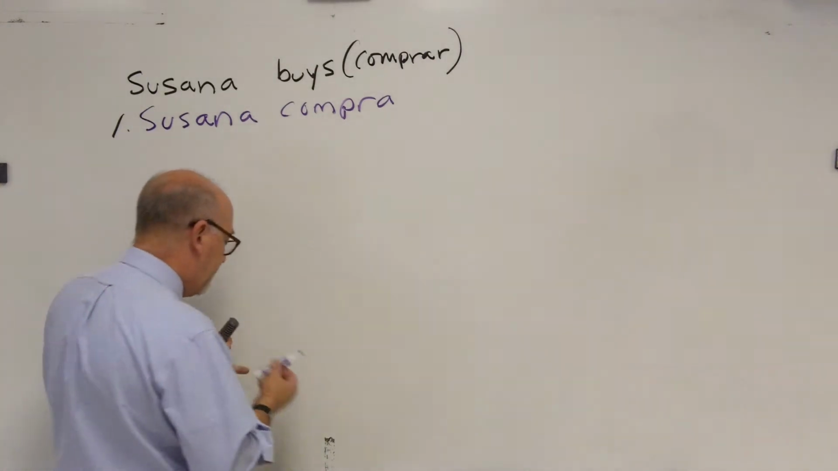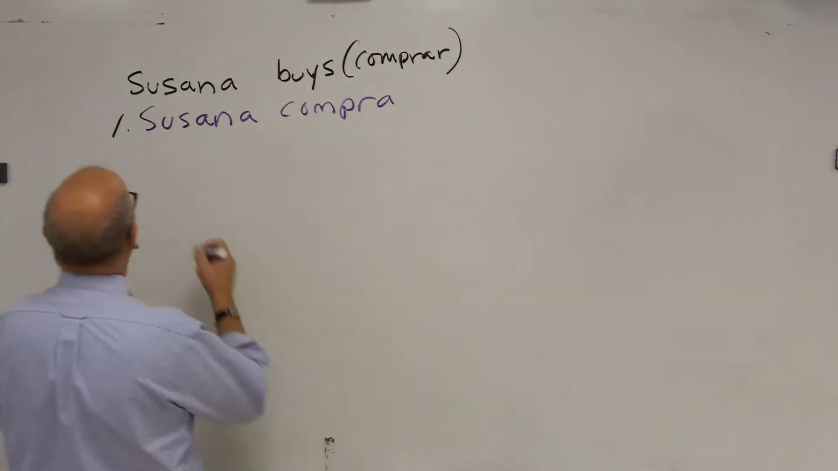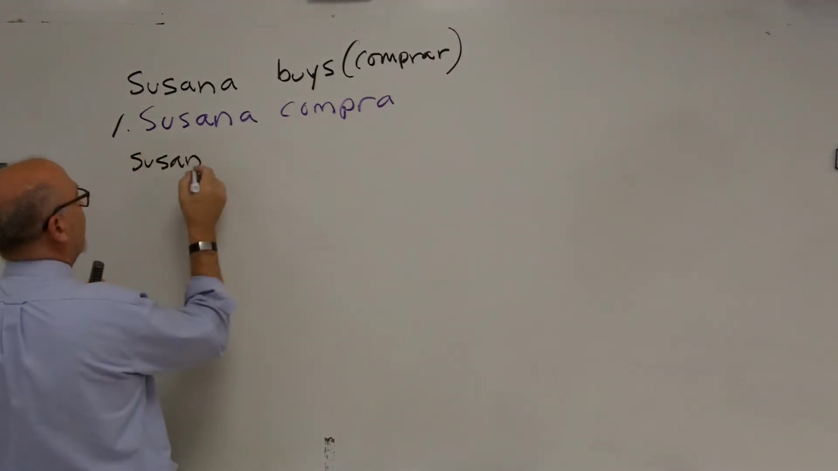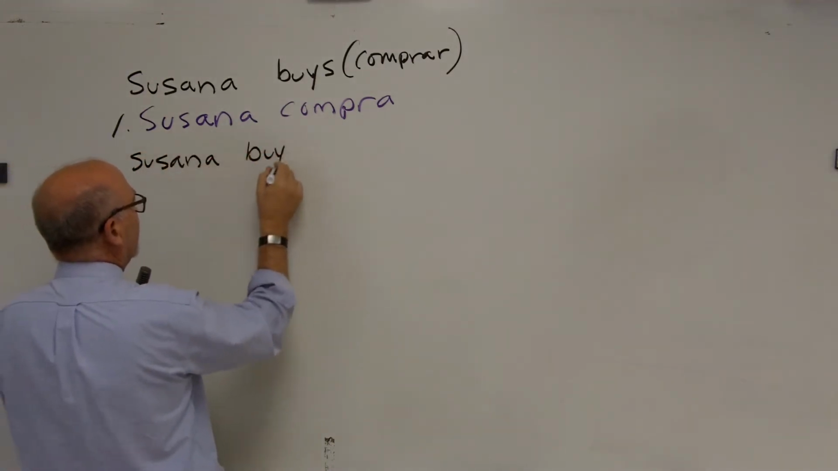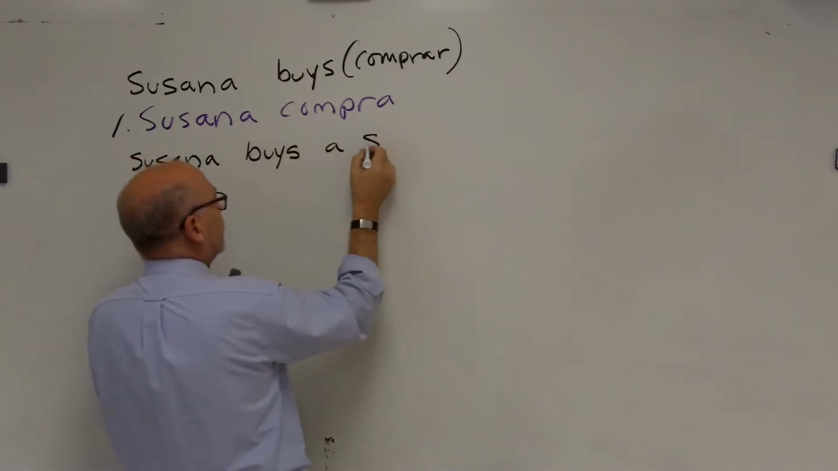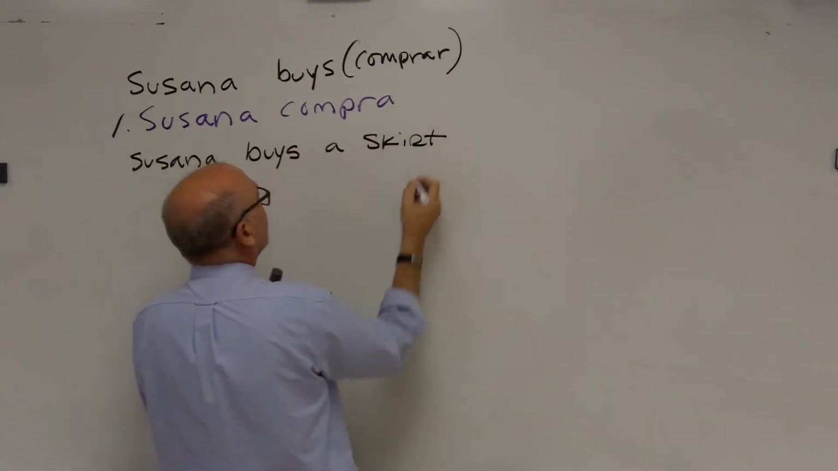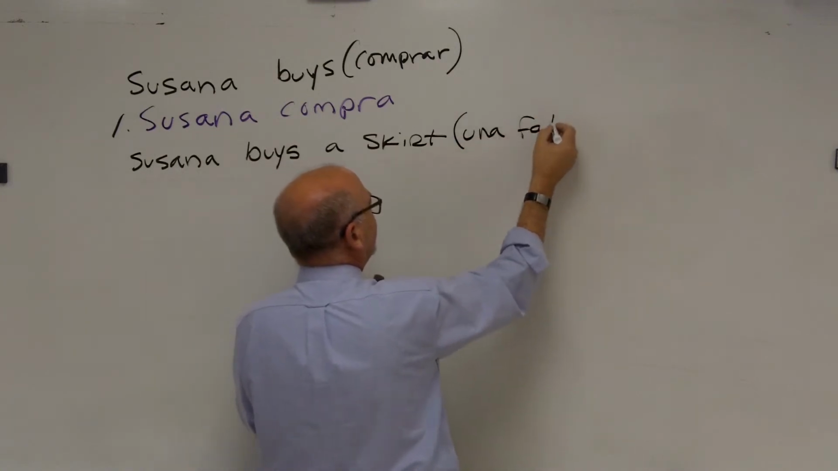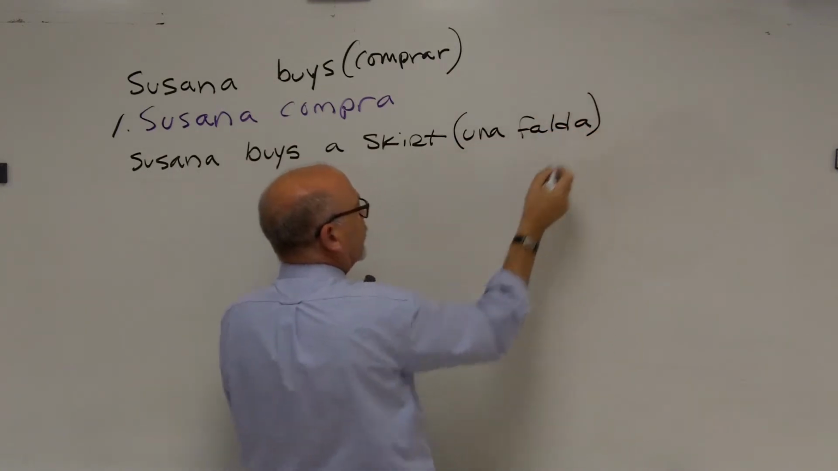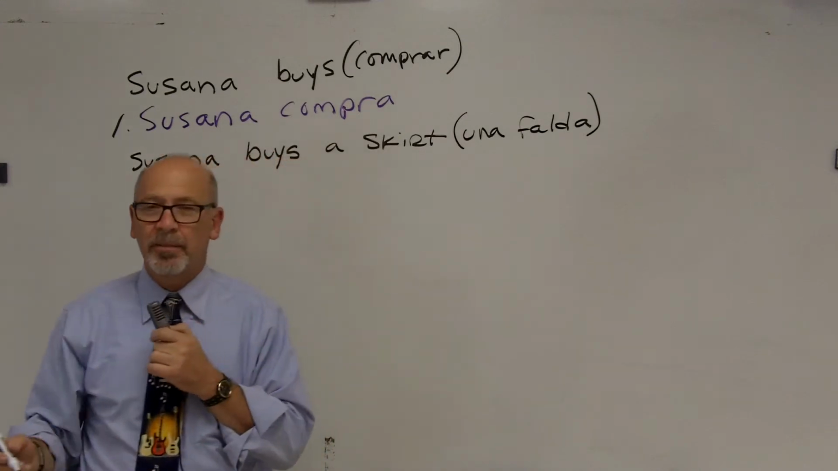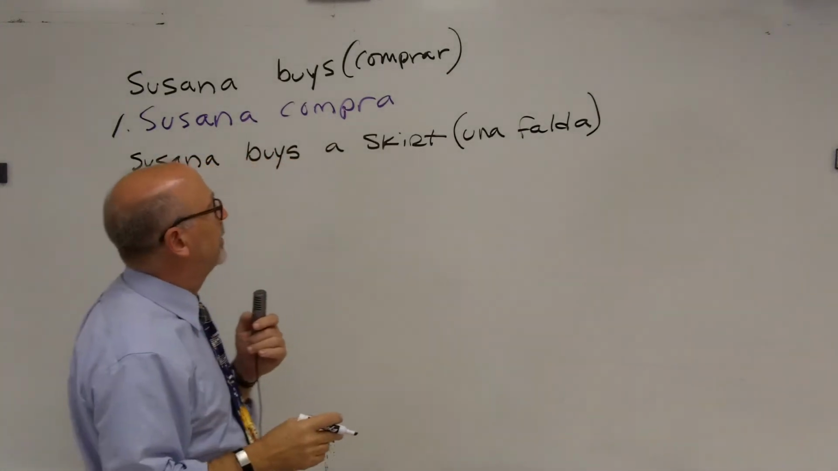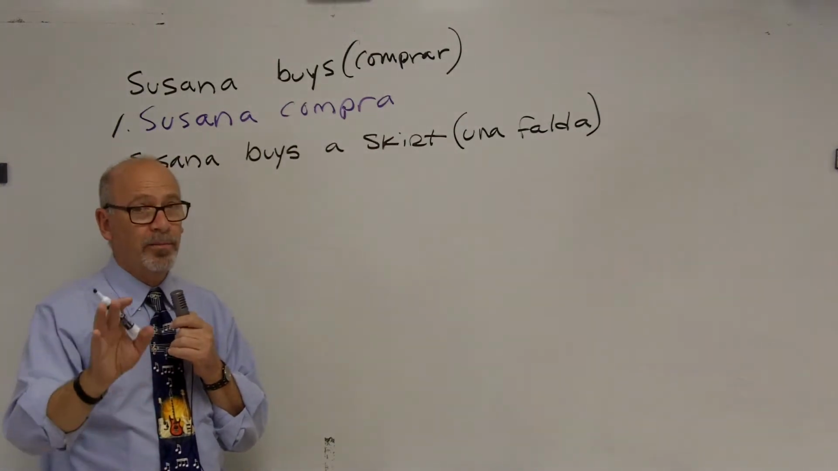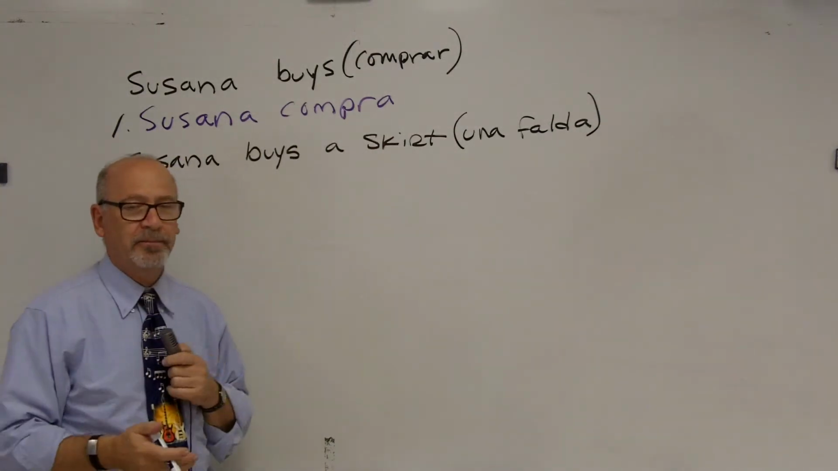All right, Susana buys. The next thing you're going to say is Susana buys a skirt. You don't have to write this down. And the word for skirt is una falda. Okay? Una falda. Susana buys a skirt. All right, work with that one. I'll wait. Go ahead and pause me. Time out. Pause me.